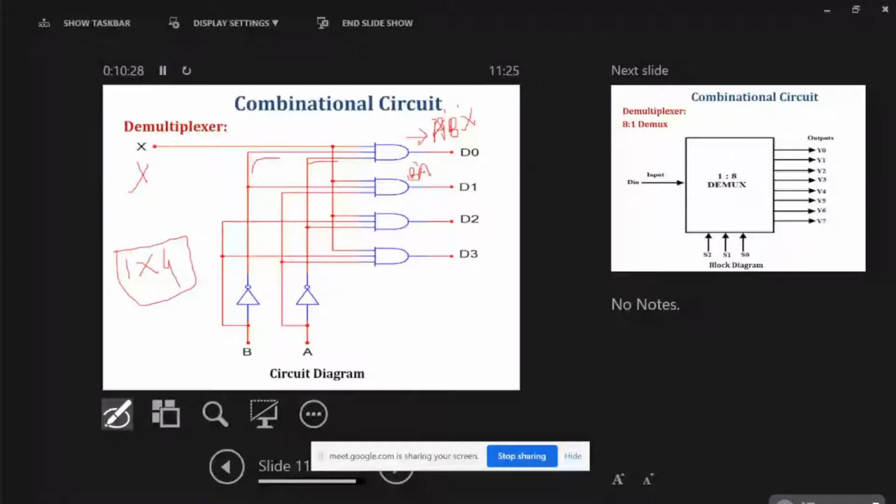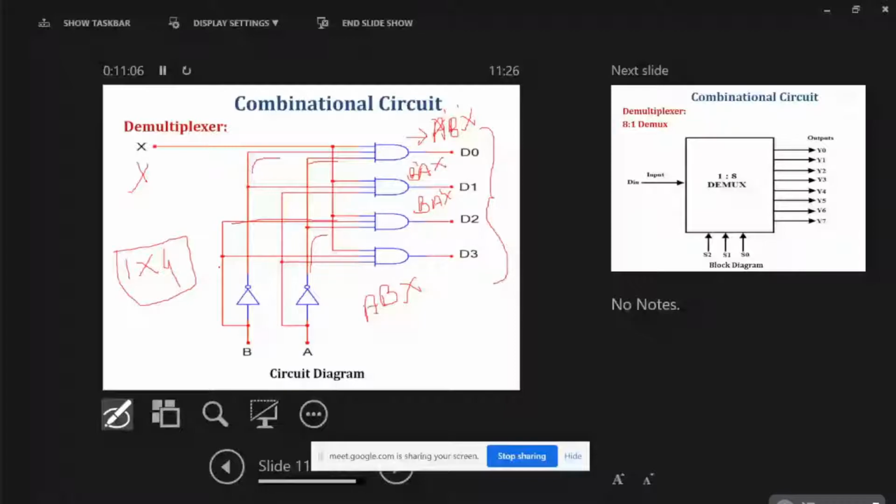For D2, it is B A' X, so here B is going in with A' and X. And for D3, it is A B X. Okay, so this is a simple implementation of the 1 cross 4 demultiplexer with the use of basic gates.